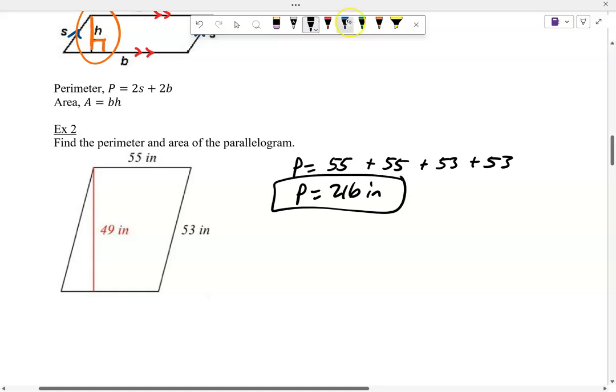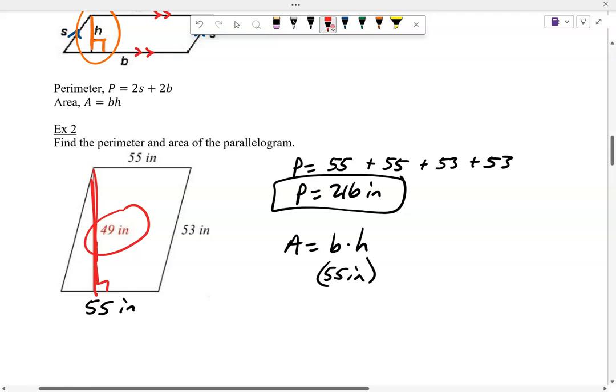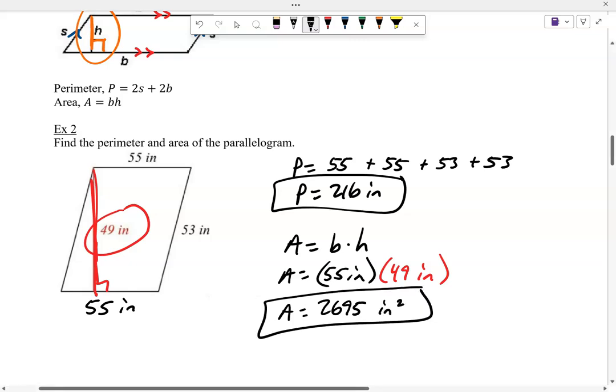All right. Now our area is the base times the height. Our base here is 55 inches. And our height here is 49 inches, so it's straight down and makes a 90-degree angle. And so I go ahead and multiply 55 times 49 in my calculator. I get 2695 inches times inches, square inches.